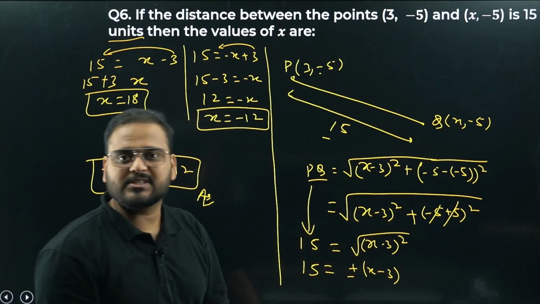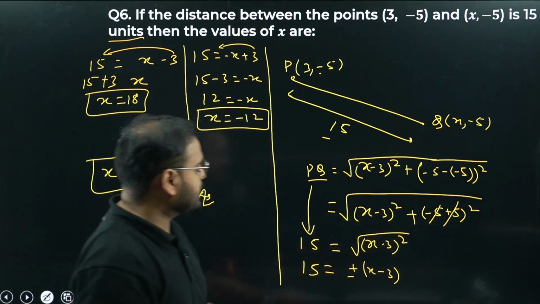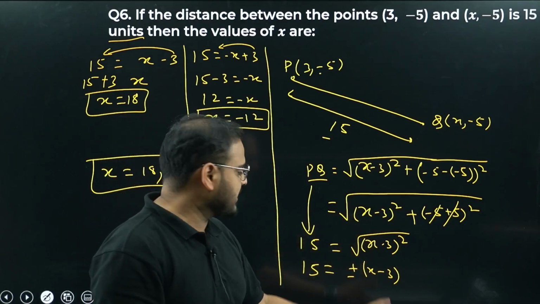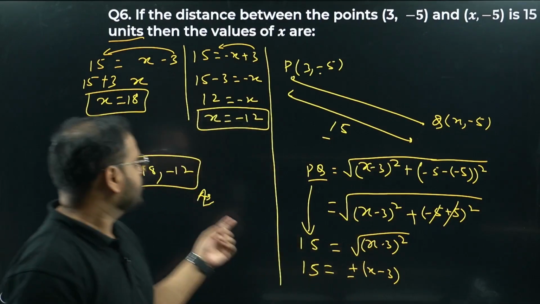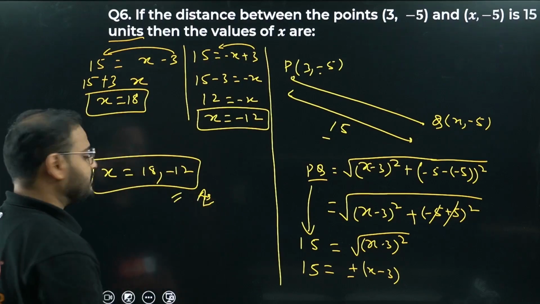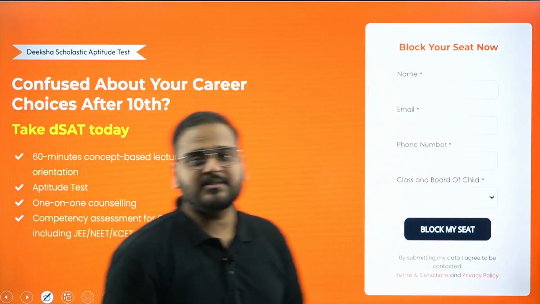I got this formula from the distance formula. The square root and the square cancel each other, so x minus 3 comes as positive and negative. So two answers are here, 18 and minus 12. Please have a look. Your answer is like this. I hope this is visible to you. Okay, this completes the session.